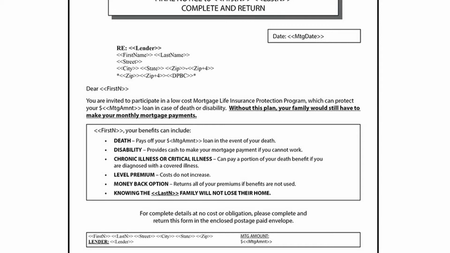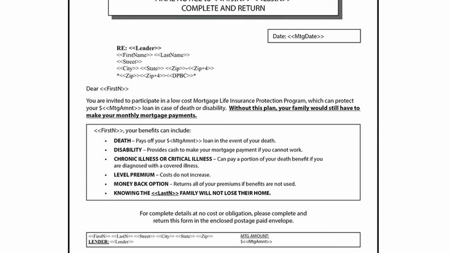The first thing I'll focus on, of course, is we know the name of the person. We include that in the letter. We know the mortgage date on which it was filed, and we know the lender information as well. We, of course, include all this, including the mortgage amount, if you can see in that first paragraph there. And then we begin to talk about the new low-cost mortgage protection life insurance protection program.